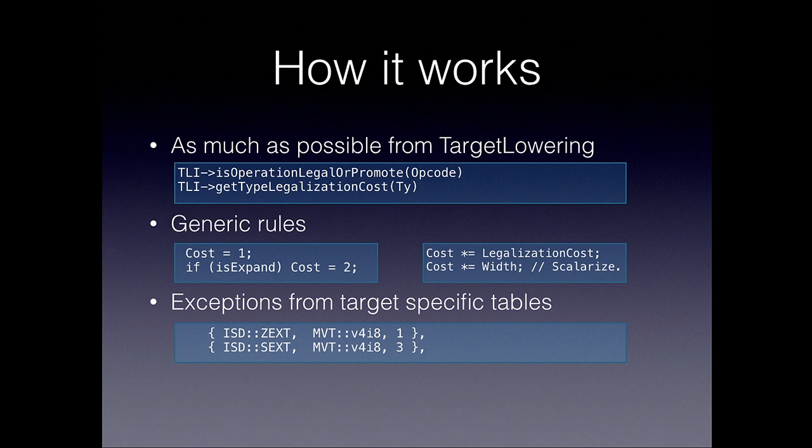And we have generic rules in the cost model. They're not fully accurate, but they should give an idea. We start off with a cost of 1. If the target tells us, well, I have to expand that operation, we set the cost to 2. We query for the legalization cost. You have to split the vector into 2 vectors, so we multiply by that. Or maybe we have to scalarize the whole thing. Well, then we multiply the cost by the vector width. Sometimes that's not good enough. Sometimes you have to specify for your target that certain operations have a certain cost. And in this case, we fall back to tables.